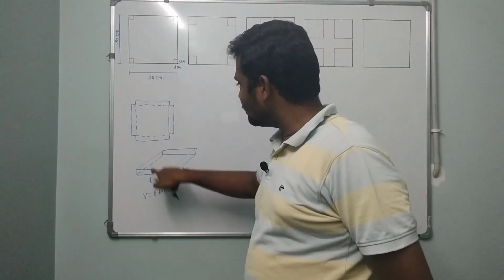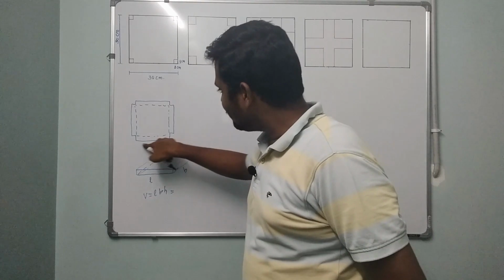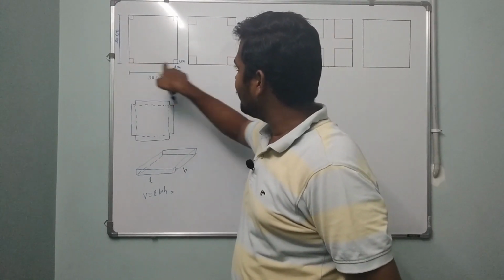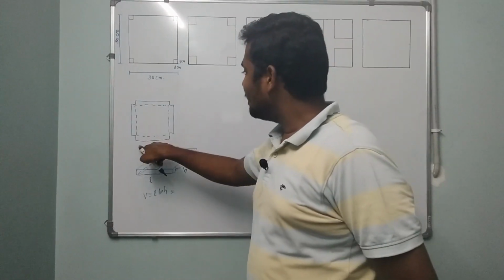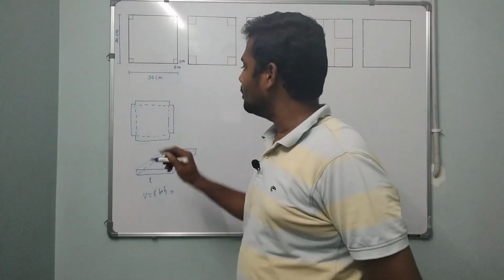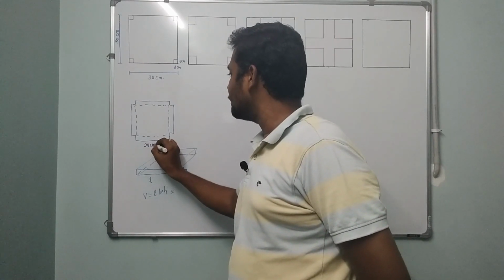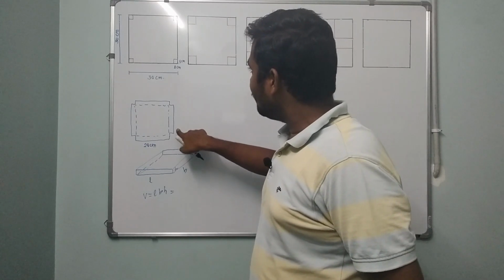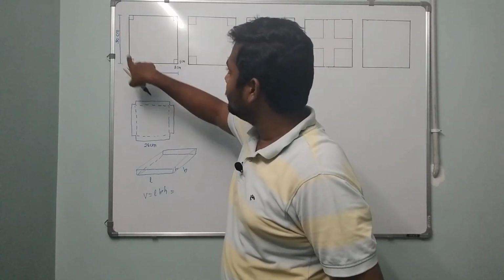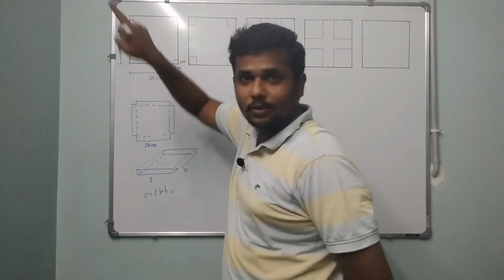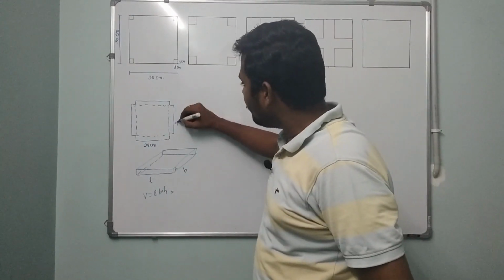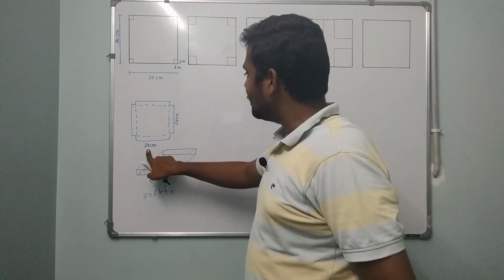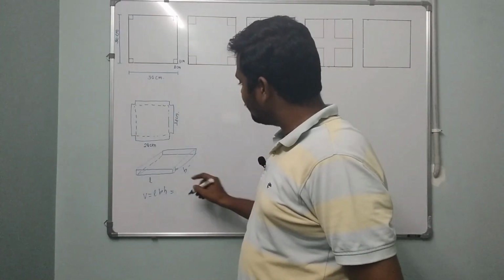The length of this box is obtained by this one. This length is the total length of 30 centimeters, and we are cutting 1 centimeter here and 1 centimeter here. So this length is going to be 30 minus 1 minus 1, which is nothing but 28 centimeter. Similarly, to find the breadth, here also the total length is 30 centimeter, and we are cutting 1 centimeter here and 1 centimeter here. Again, this is going to be 28 centimeter. So breadth is 28 centimeter, length is 28 centimeter. Now what is the height of this box?